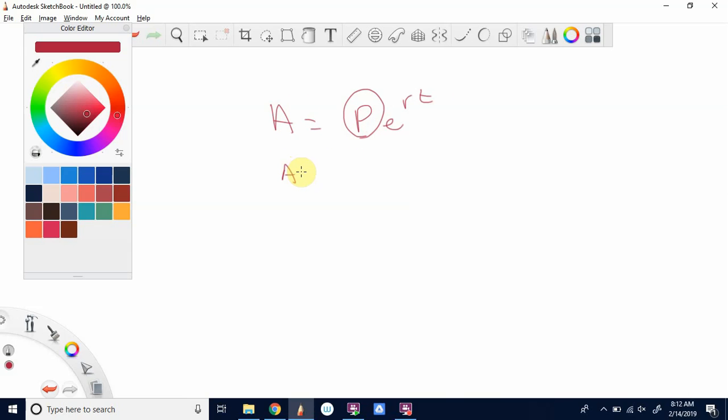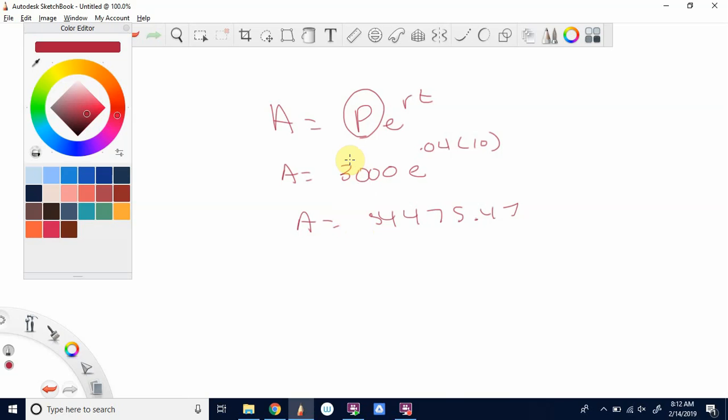So our principal amount, they want to know what the amount is. Our principal is $3,000. Our interest rate is 0.04, right? And the time is 10 years. So you can put this in your calculator, 3,000 times e to the 0.4, and you're going to get $4,475.47. All right, let's look at B.